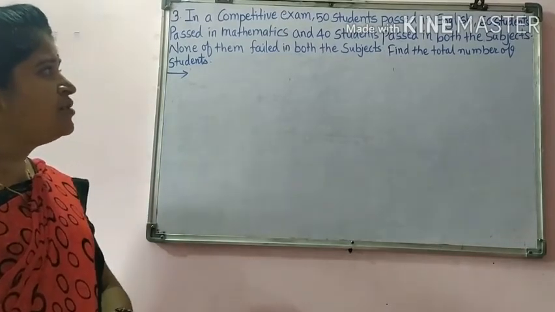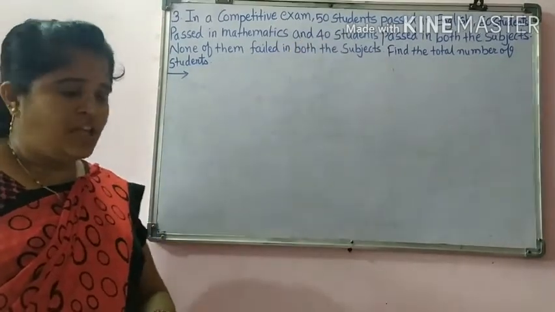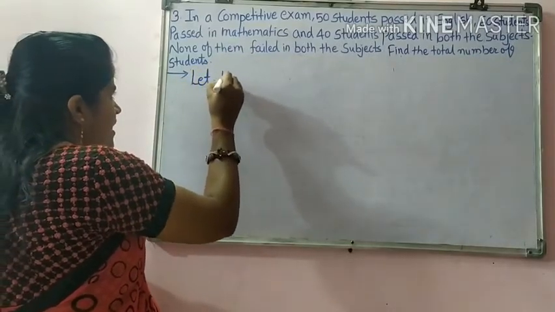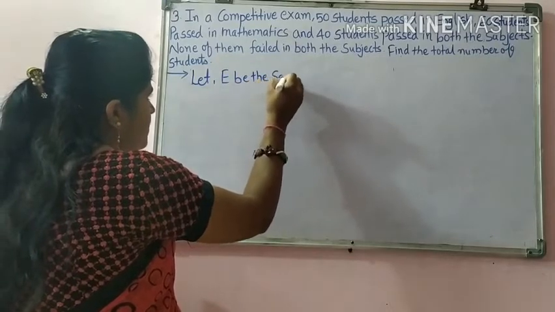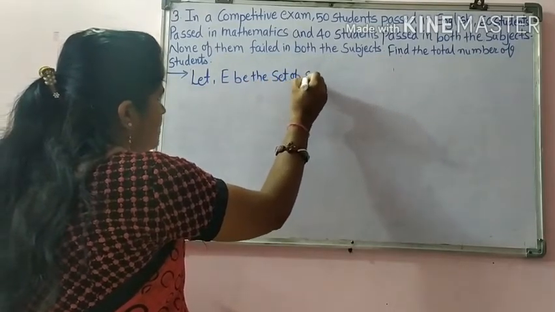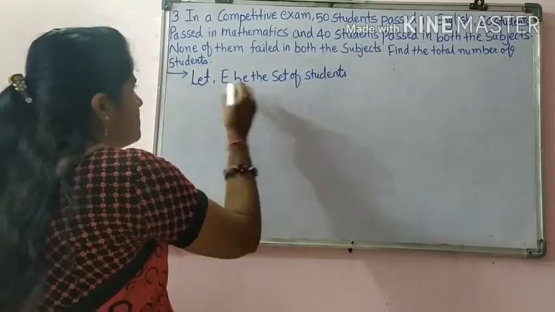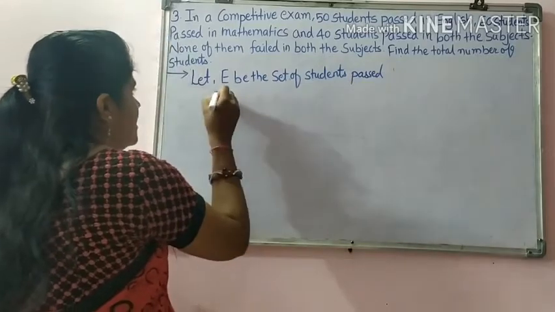So let us assume that E be the set of students who passed in English. So let us write, let capital E be the set of students passed in English.